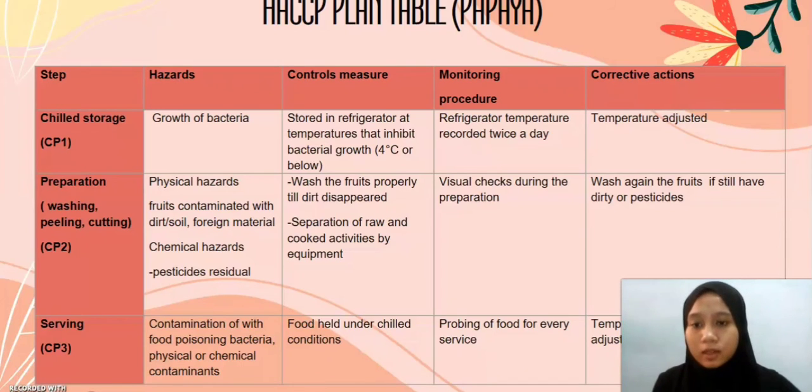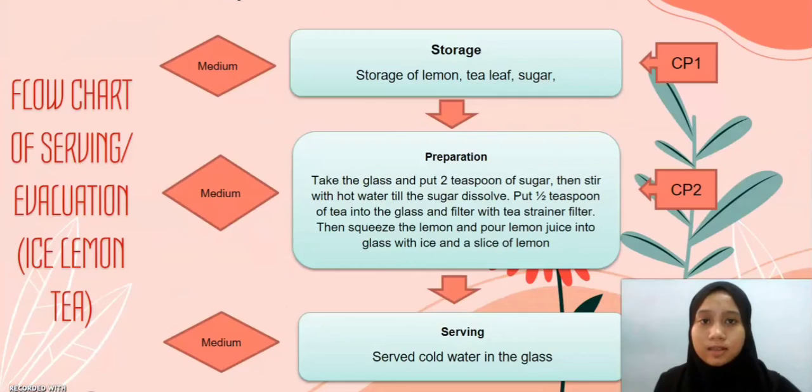And lastly is serving. The hazard is contamination of food, poisoning bacteria. The control measure is food held under chill condition, and monitoring procedure is probing of the food for every service, and the corrective action is temperature of chill holding unit is adjusted.